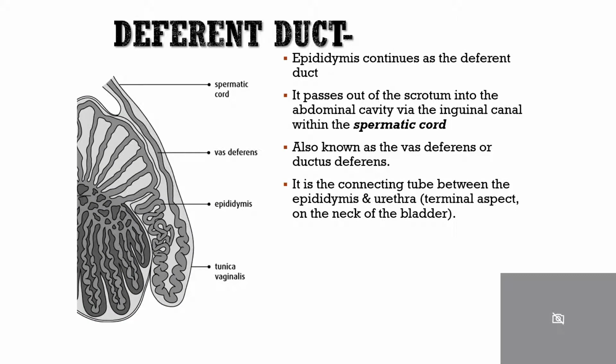The deferent duct. The epididymis continues as the deferent duct. It passes out of the scrotum into the abdominal cavity via the inguinal canal within the spermatic cord, also known as the vas deferens or the ductus deferens. It is the connecting tube between the epididymis and the urethra, the terminal aspect on the neck of the bladder.